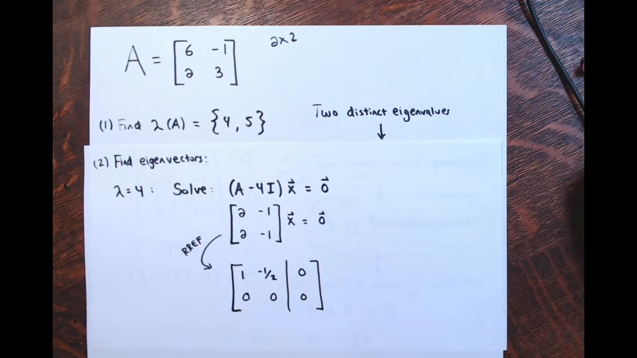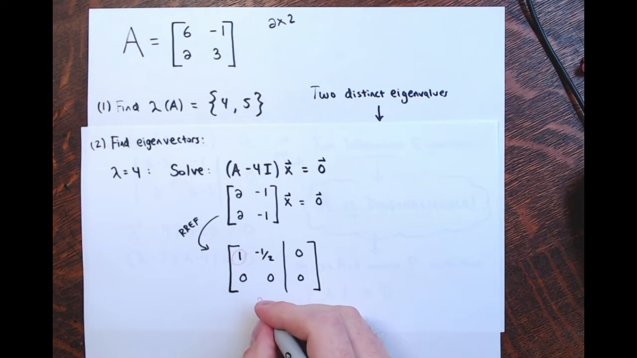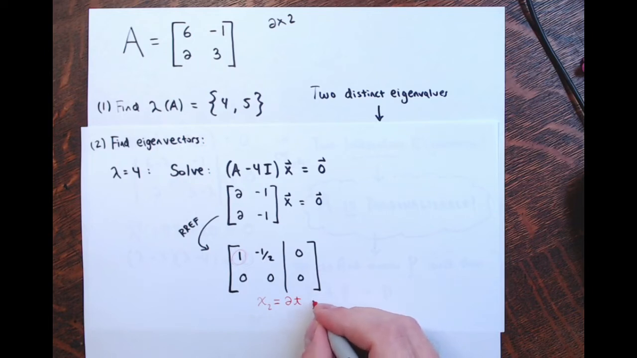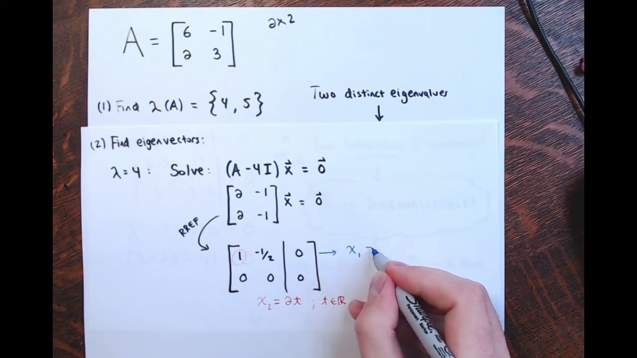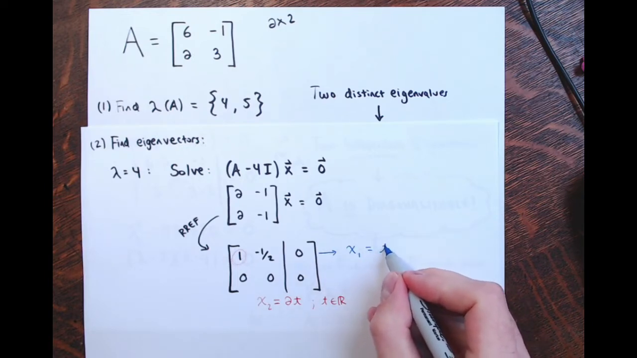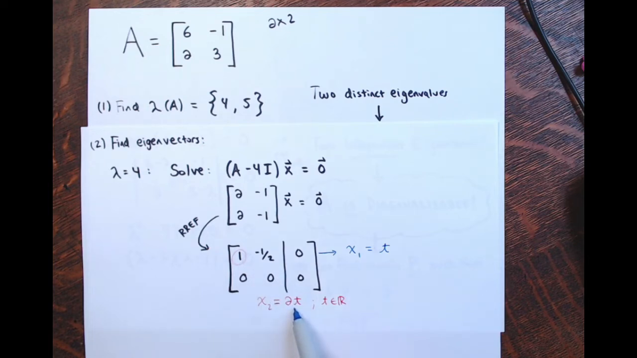And then my first component, x1, will be a basic variable. x2 is free. And since there's that fraction there, I'm going to have x2 be represented by the expression 2 times t, where t is any real number. If I let x2 be 2 times t, then this first equation is telling me that x1 must be t, because negative half times 2t would be negative t. This is x1 minus t equals 0, add t.